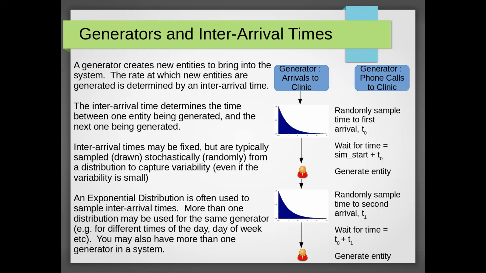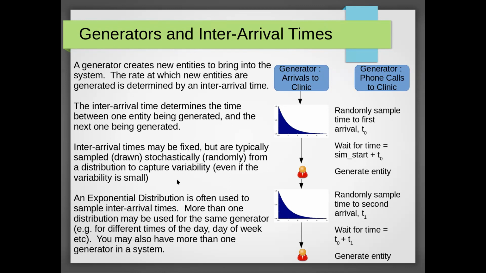Okay, let's talk a little bit about generators and inter-arrival times. So we said that generators are the way in which new entities are brought into being, are created, come into our system, the entrance points. The inter-arrival time goes hand in hand with that. So the inter-arrival time specifies the rate at which generators bring new entities into the system. And you'll hear a lot of talk about inter-arrival times in discrete event simulation modeling. So the inter-arrival time specifically represents the time between one entity being generated and the next one being generated.